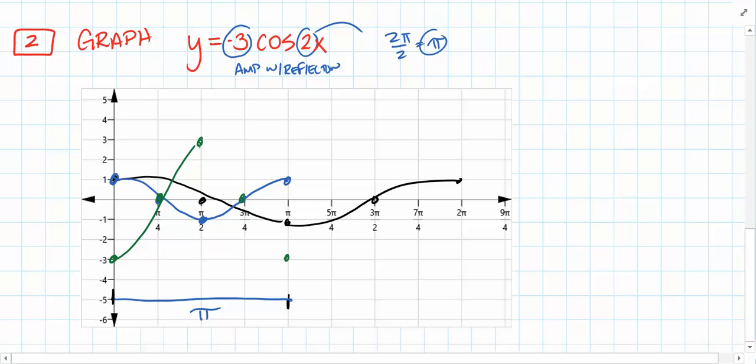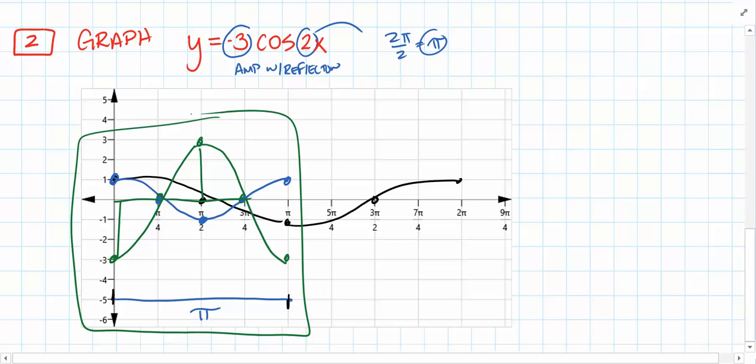So my final graph would look like this. My amplitude now is 3 units from there to there, and I have a reflection, and this is what we need to be able to do. It's exactly like it was for the sine, except we just start our function up, and then 0, down, 0, and then up again. Okay? We'll practice more tomorrow. There you go, 4 minutes, 45 seconds.